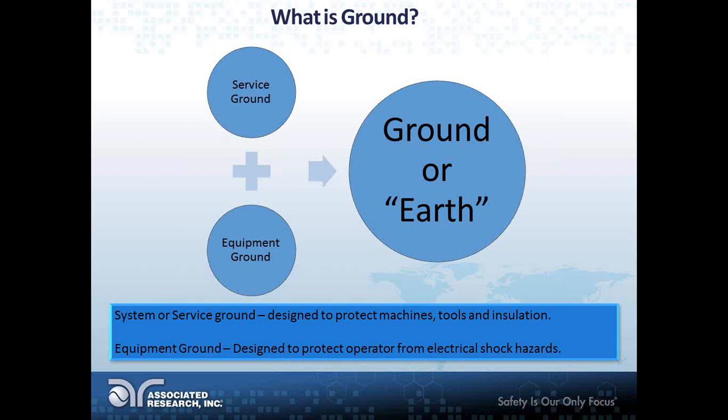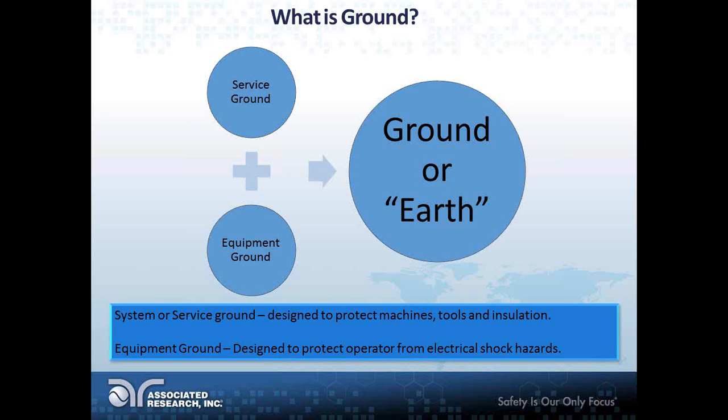And basically what this is designed to do is protect machines and tools, and insulate against damage, with this system or service ground. Now there's a little bit of a difference when we're talking about an equipment ground. This basically provides an additional ground conductor in products to safeguard the operator against electrical shock should the insulation of the product fail. So there's a distinguishing factor here.